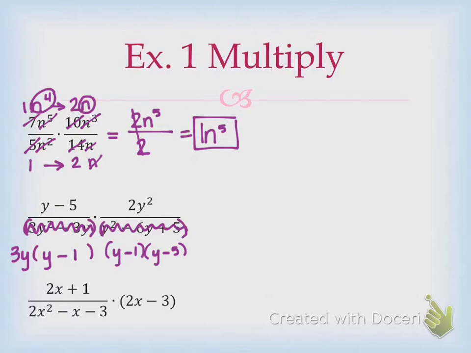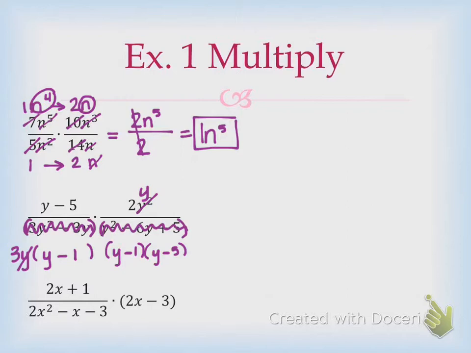So let's look diagonal. First of all, look right here at this set of parentheses, y minus 1. Is there another y minus 1 up here that can be canceled out? No. So it's totally off limits. I can't touch it. But I do have a 3y and a 2y squared. Do you see anything that can be canceled out here? The y's. Cancel this one out, and how many am I left with up top? 1.